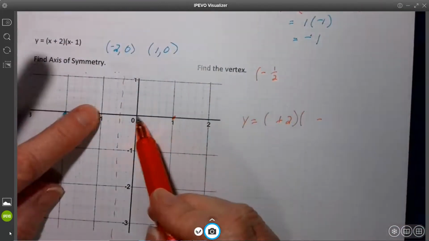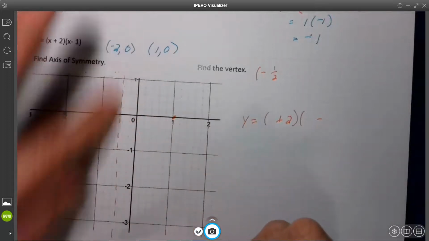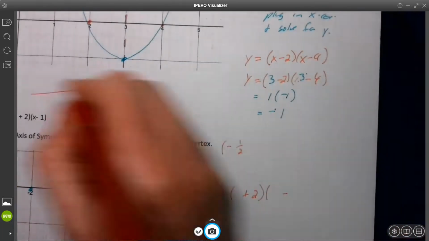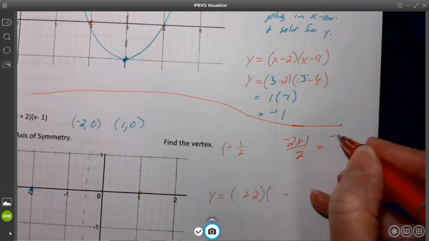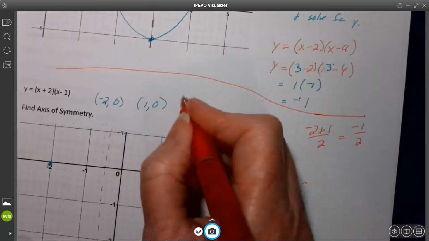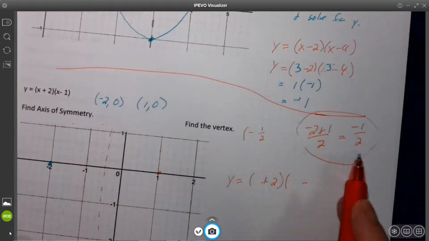See that? Because I went in 1, that's the same. Halfway in between, I go in until I can't go any further, and that's going to be halfway. What I'm supposed to do is take negative 2 plus 1 divided by 2. So that's negative 1 divided by 2, which is, of course, negative 1/2. So that's how I do it mathematically. I take my 2 intercepts, add them together, and divide by 2.